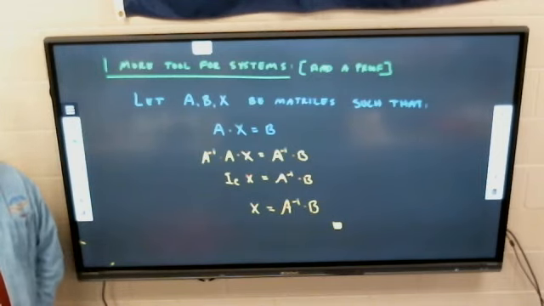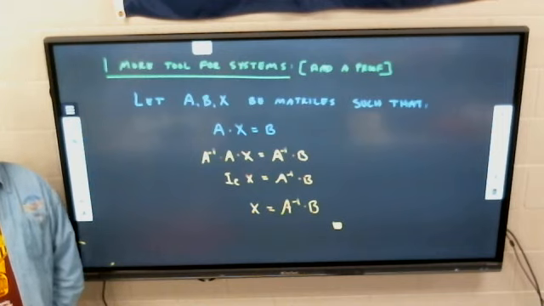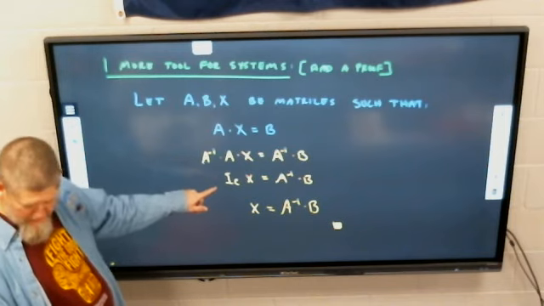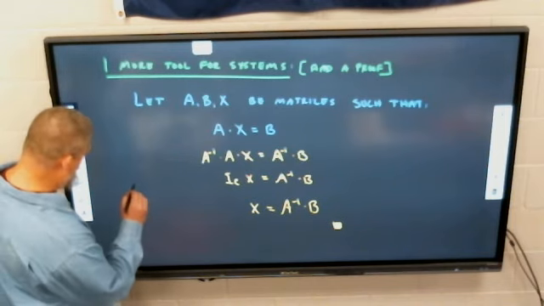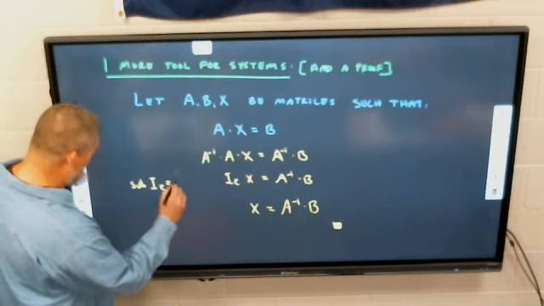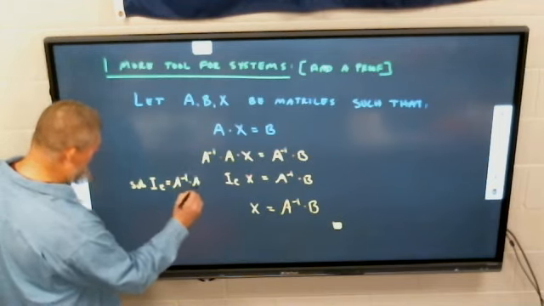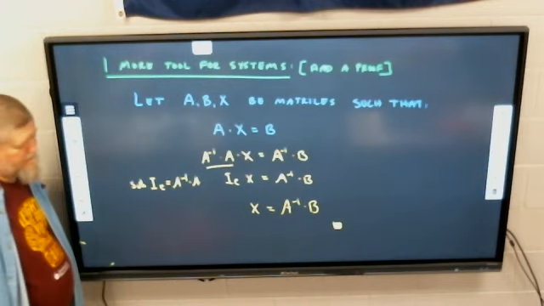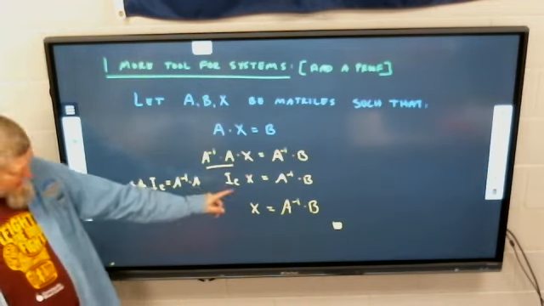Now let's actually put that in practice. Can you repeat the second step? This one here? Well, what I did was I substituted the identity element in for inverse A times A because it equals the same thing. I made that substitution. And then we simply know the identity times X is just X.